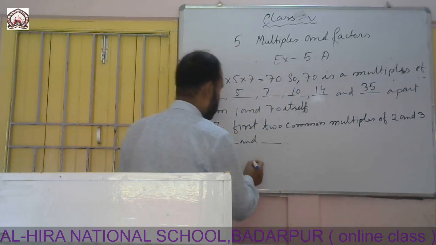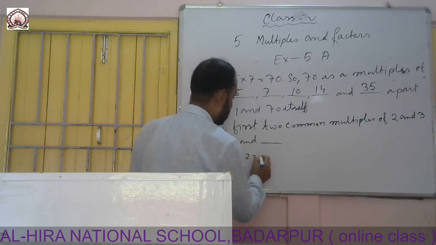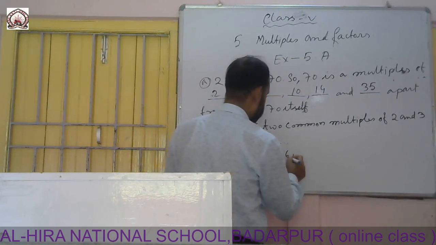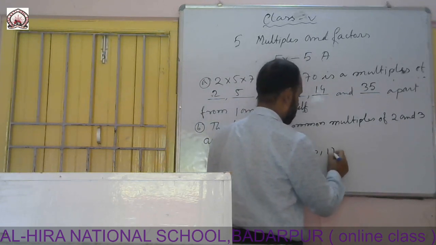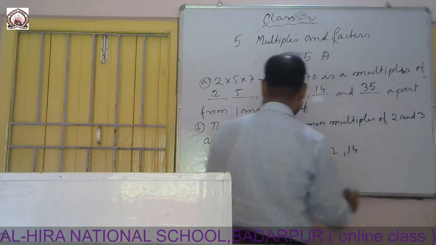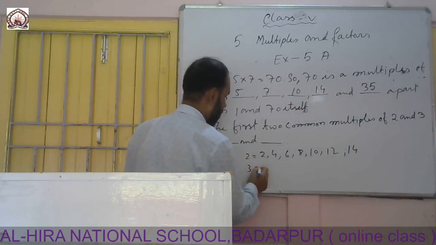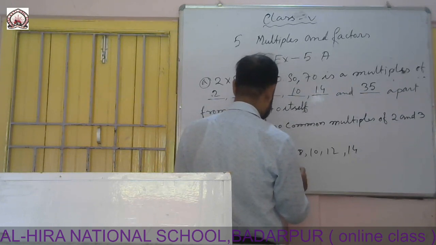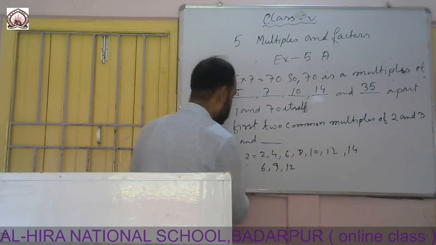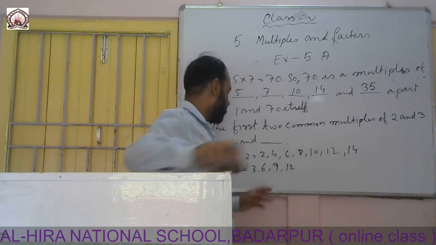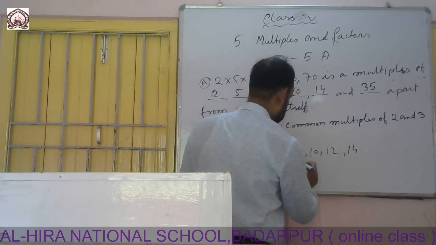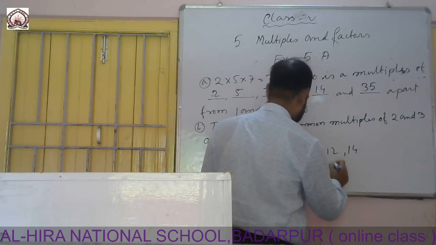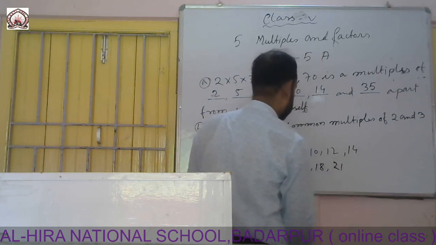Here we take out the multiples of 2. Multiples of 2 are 2, 4, 6, 8, 10, 12, 14, etc. The multiples of 3 are 3, 6, 9, 12, 15, 18, 21.